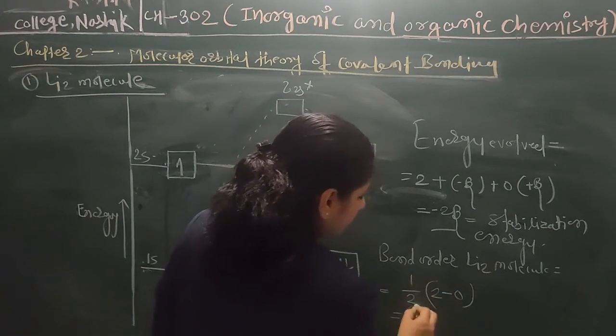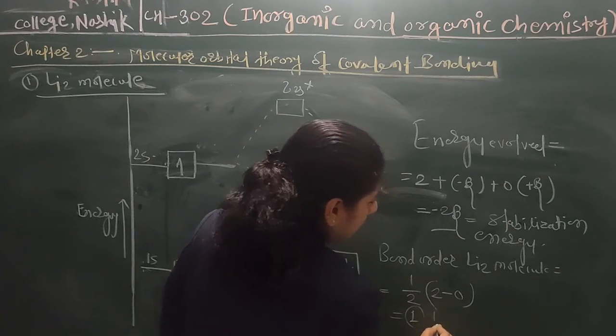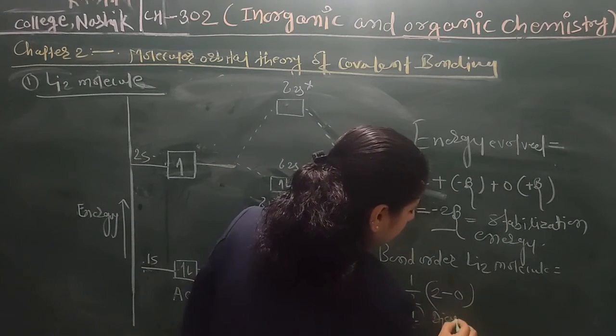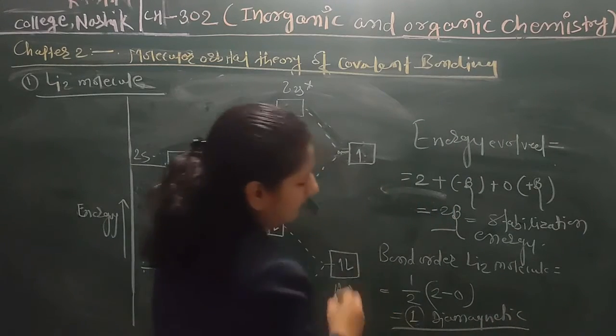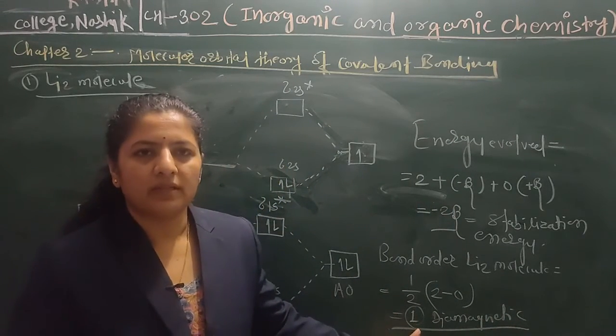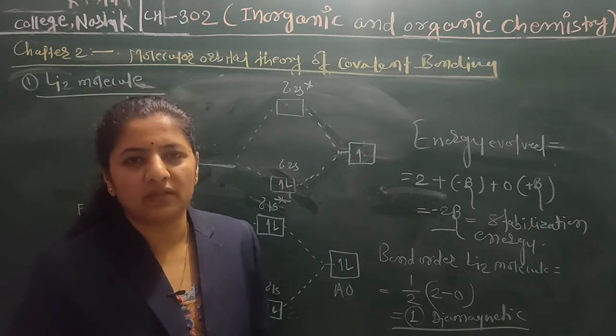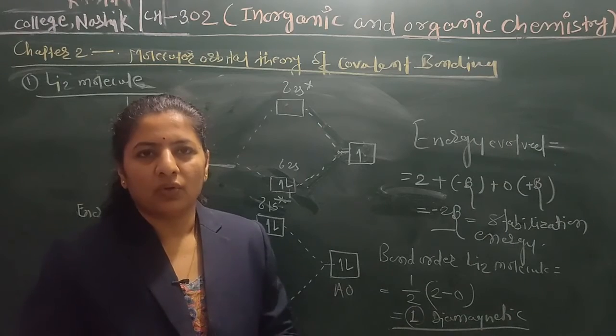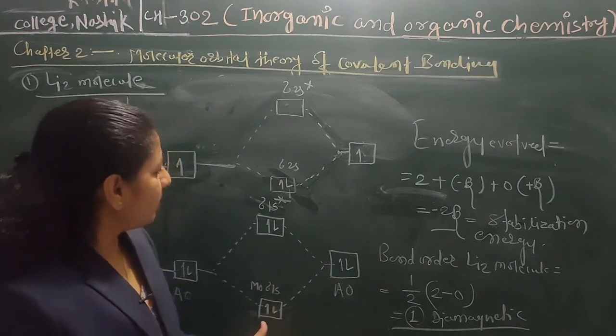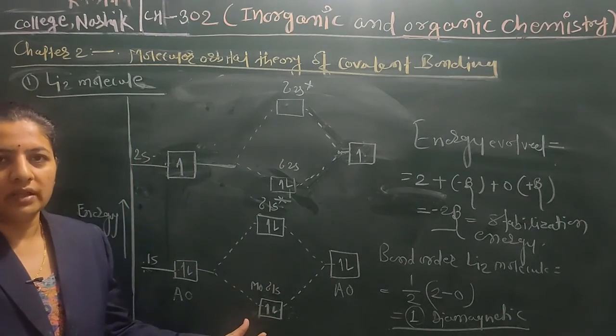This means these electrons are paired, so this is a diamagnetic molecule. One means a plus half and minus half spin, so there will be 1, and this is diamagnetic. So this is all about the MO energy level diagram of the lithium molecule.